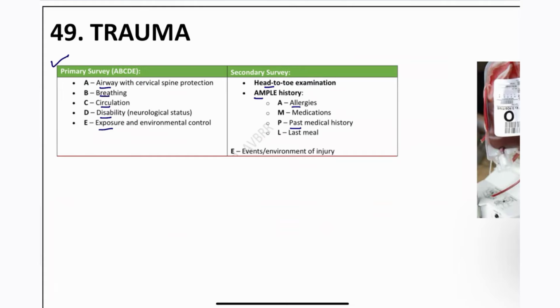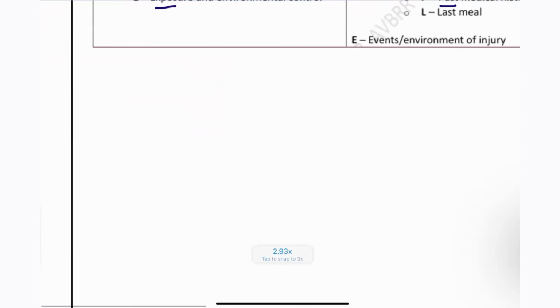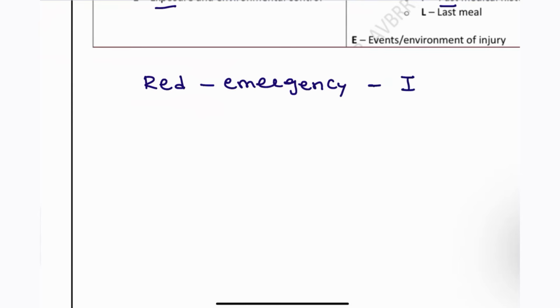Coming to the triage, codes and colors for the trauma patient. That also needs to be understood. First, triage patients. This is very important, guys. Red is going to be emergency. Those patients need to be treated immediately. Immediate treatment should be given for this patient.